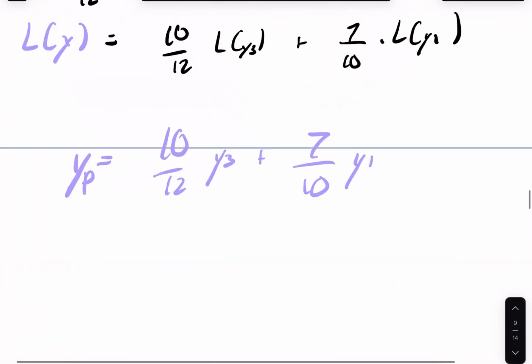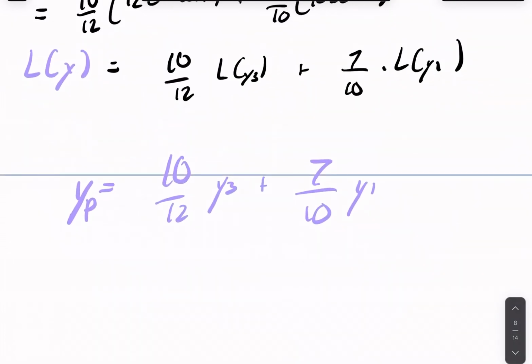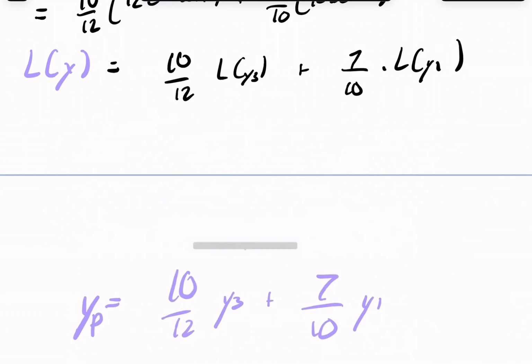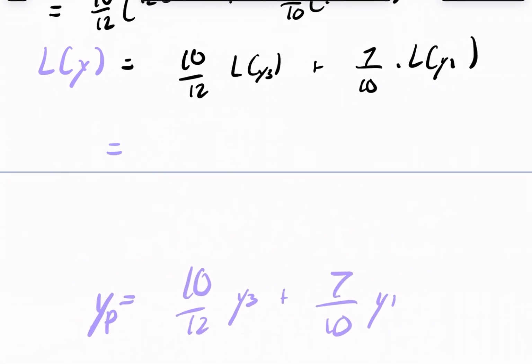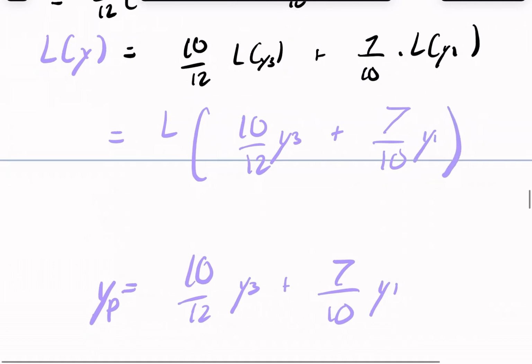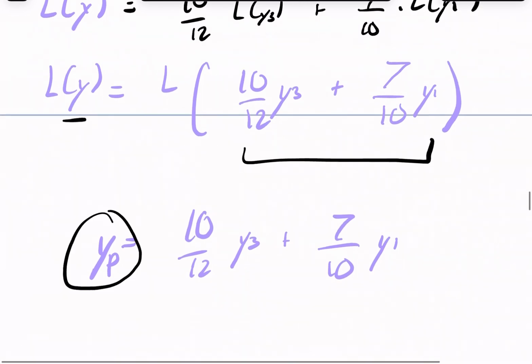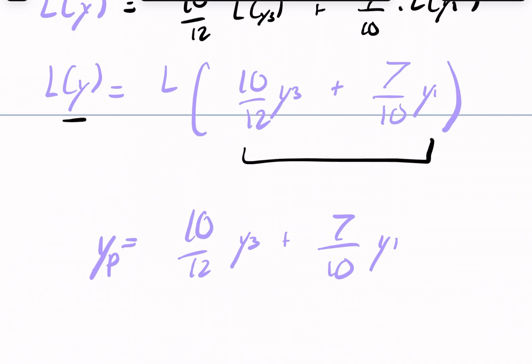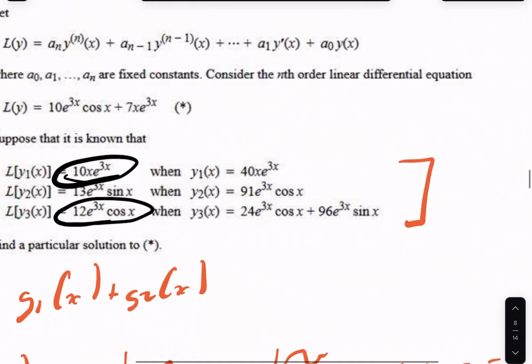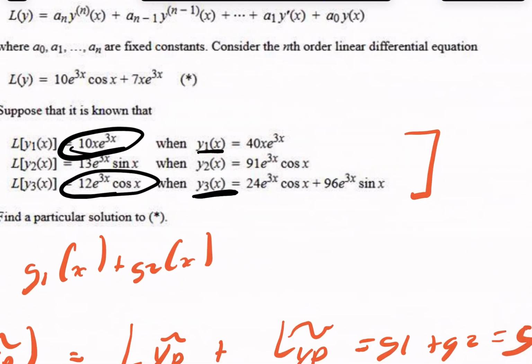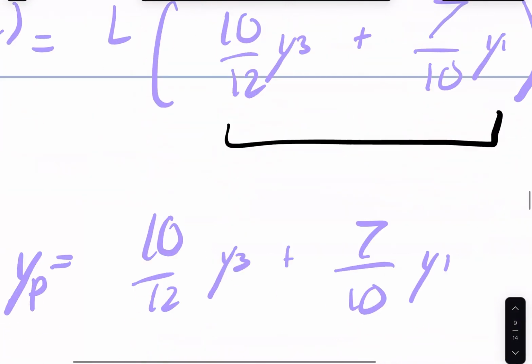And what I could do here, I'll do an intermediate step just so nothing is lost, okay? What I could do is factor out the L, literally. So 10 over 12 Y3 plus 7 over 10 Y1. And look at how crazy that is. Because now it's really clear that Y equals this. And Y is my particular solution. And so you just expand, and they give you Y3, right? They give you Y3, they give you Y1. You just expand those out, and that's your answer.